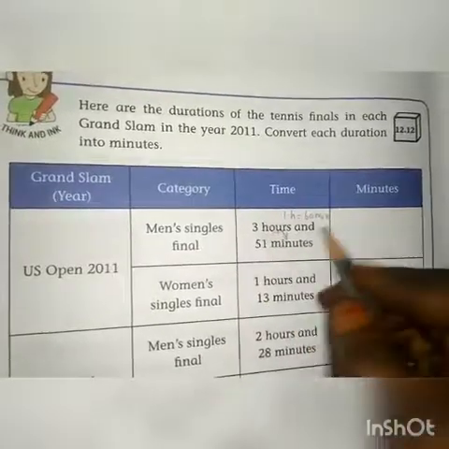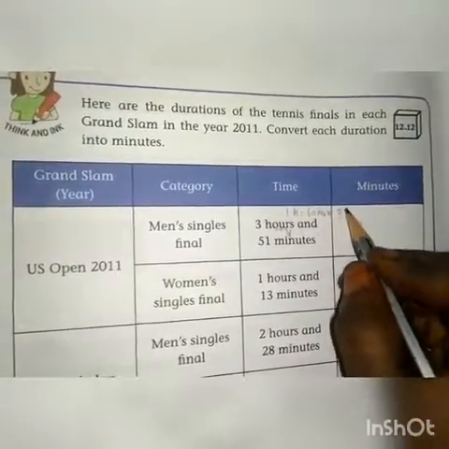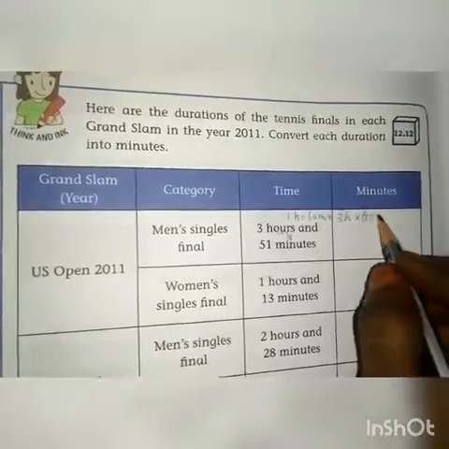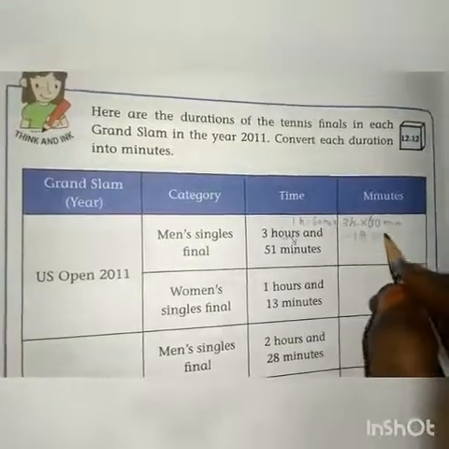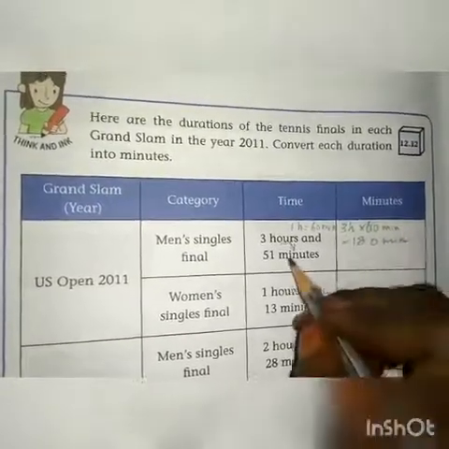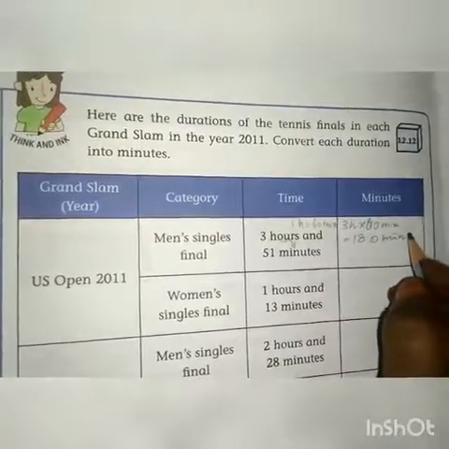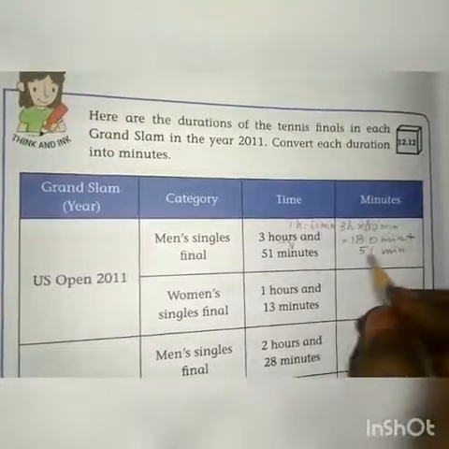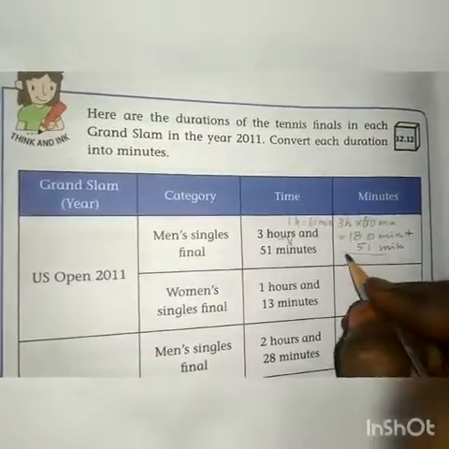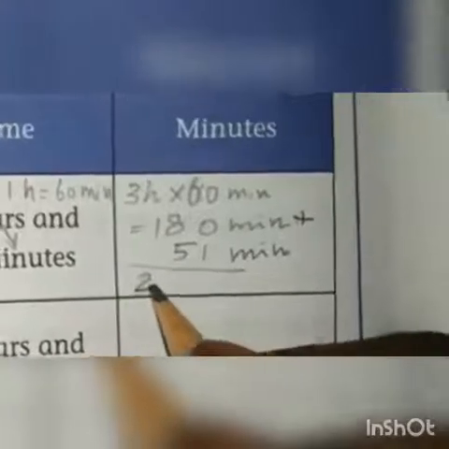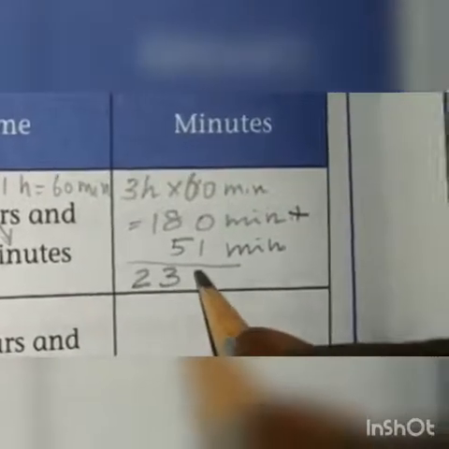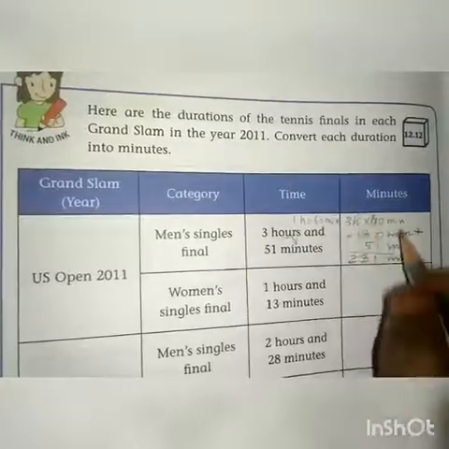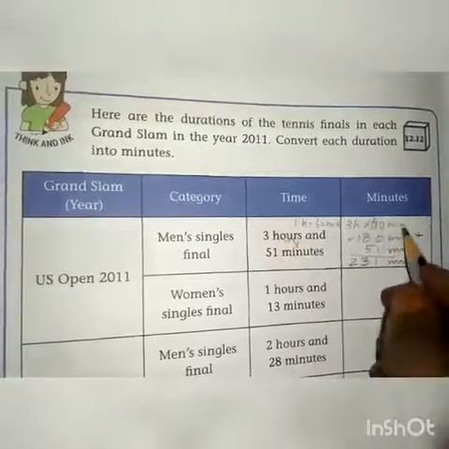So here how many hours are there? 3 hours. So 3 hours into 60 minutes is equal to 180 minutes. And here 51 minutes are there. So we have to add 51 minutes together. If we add these two values, then we will get the total number of minutes as 231 minutes. So in this way we have to convert hours and minutes to minutes.